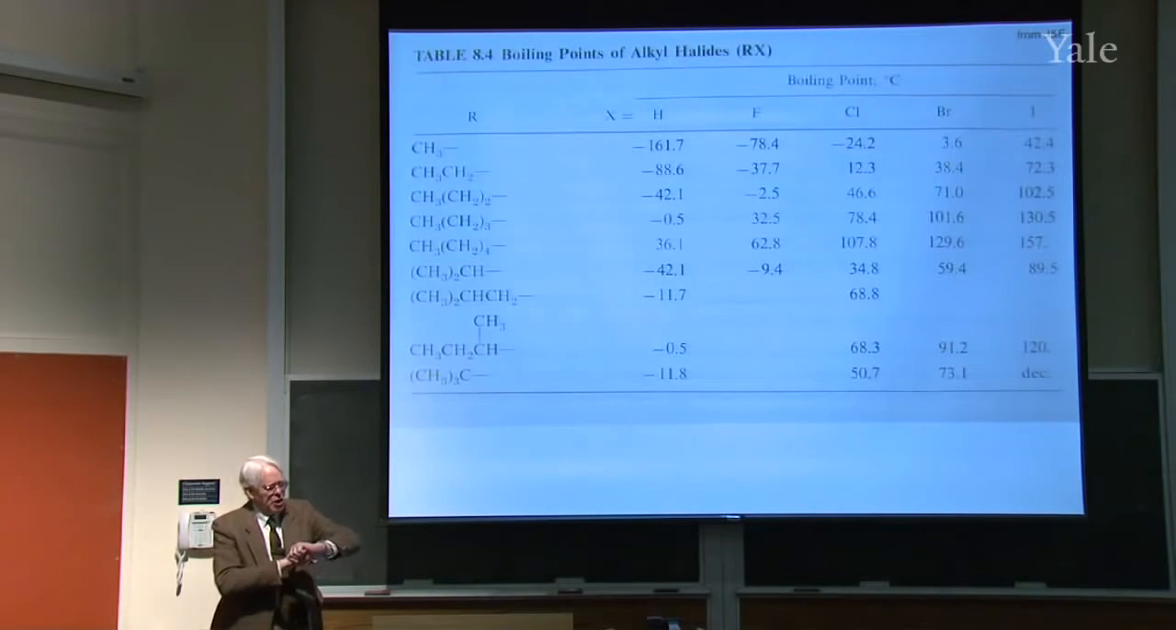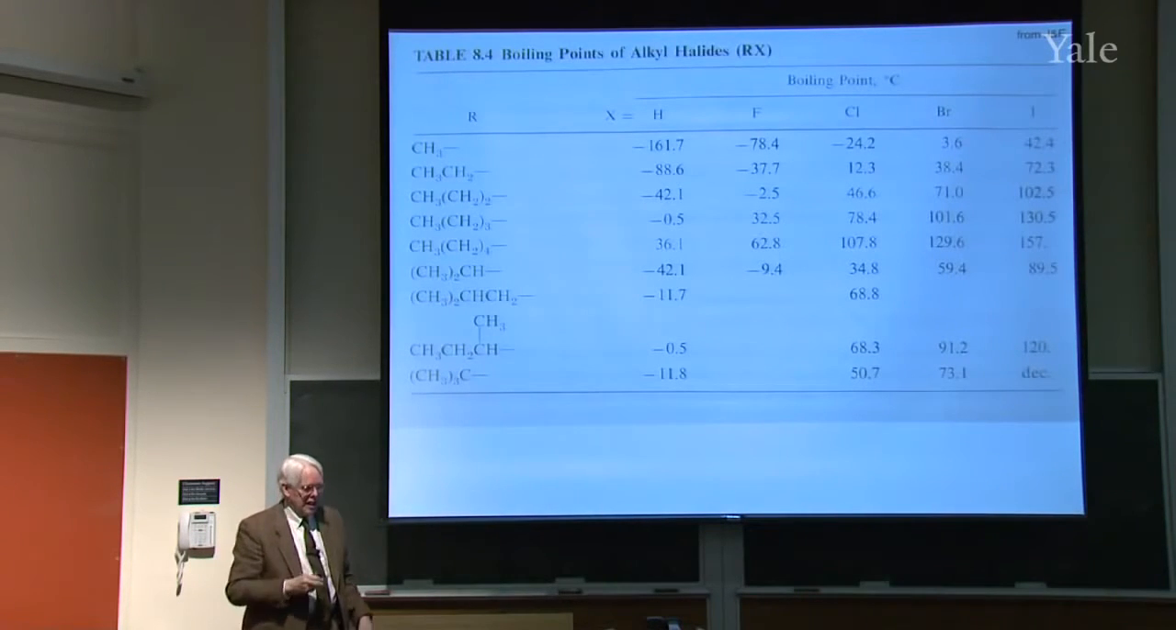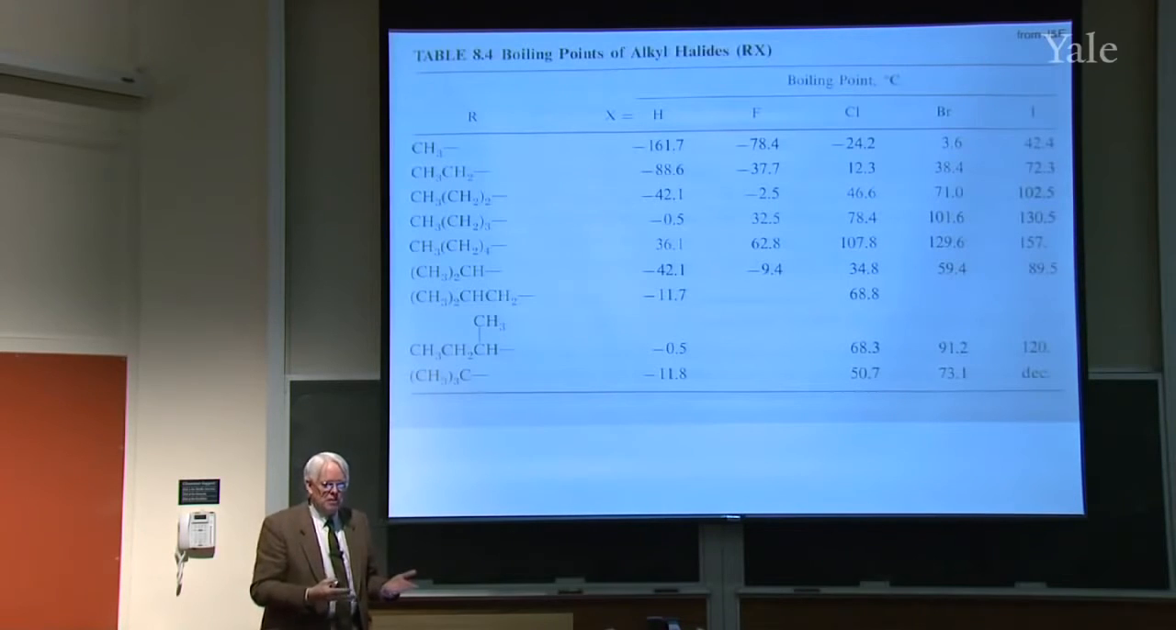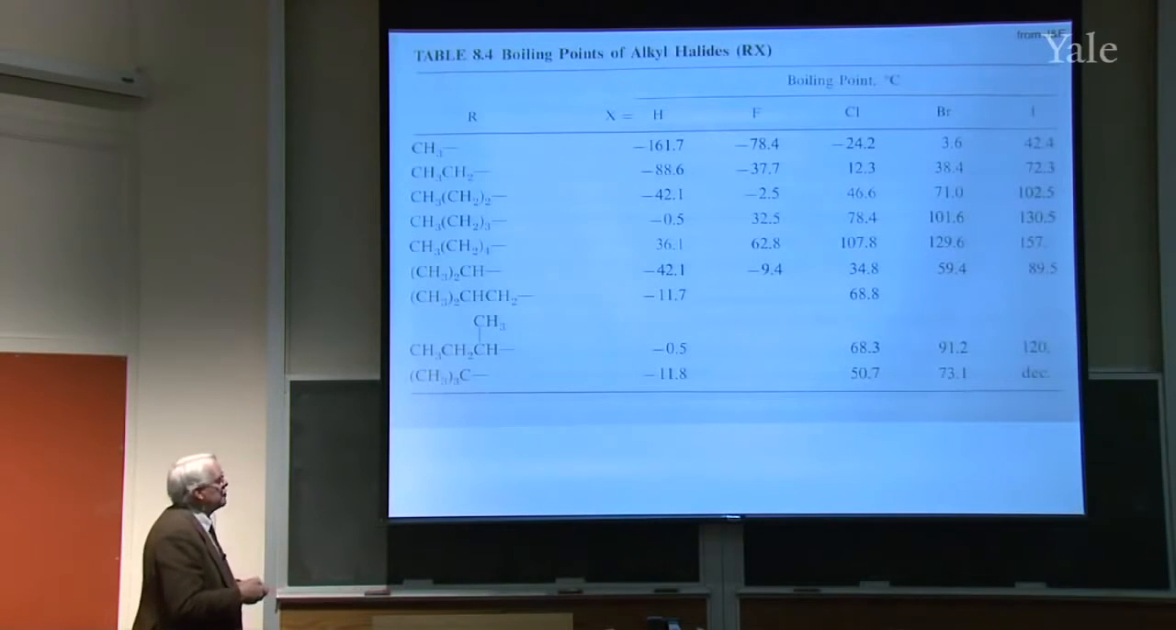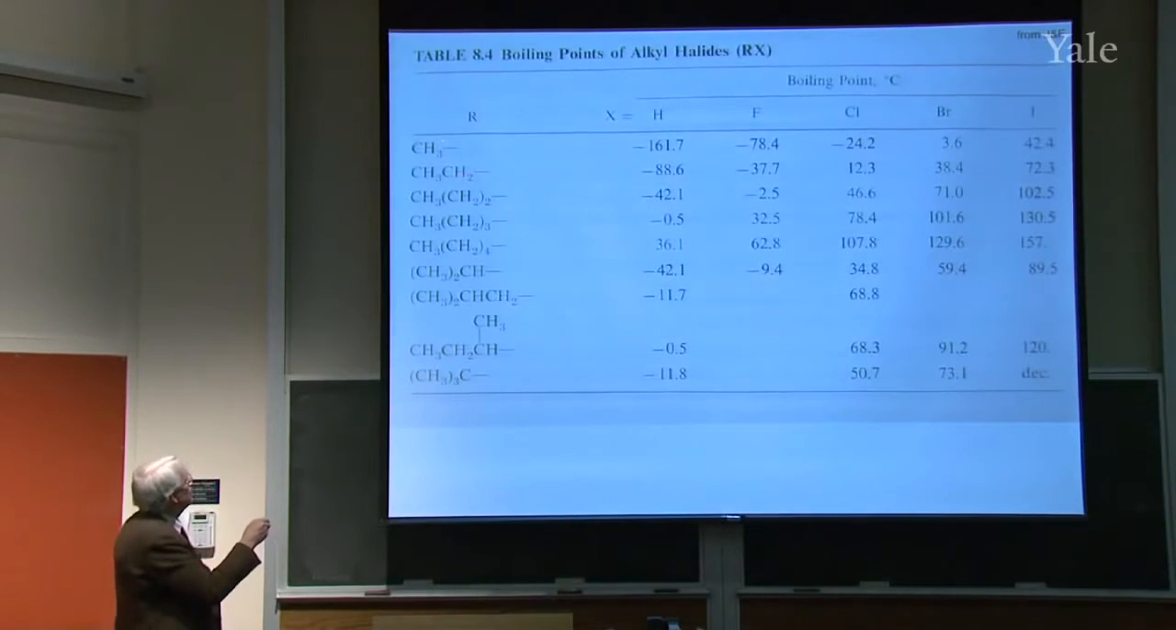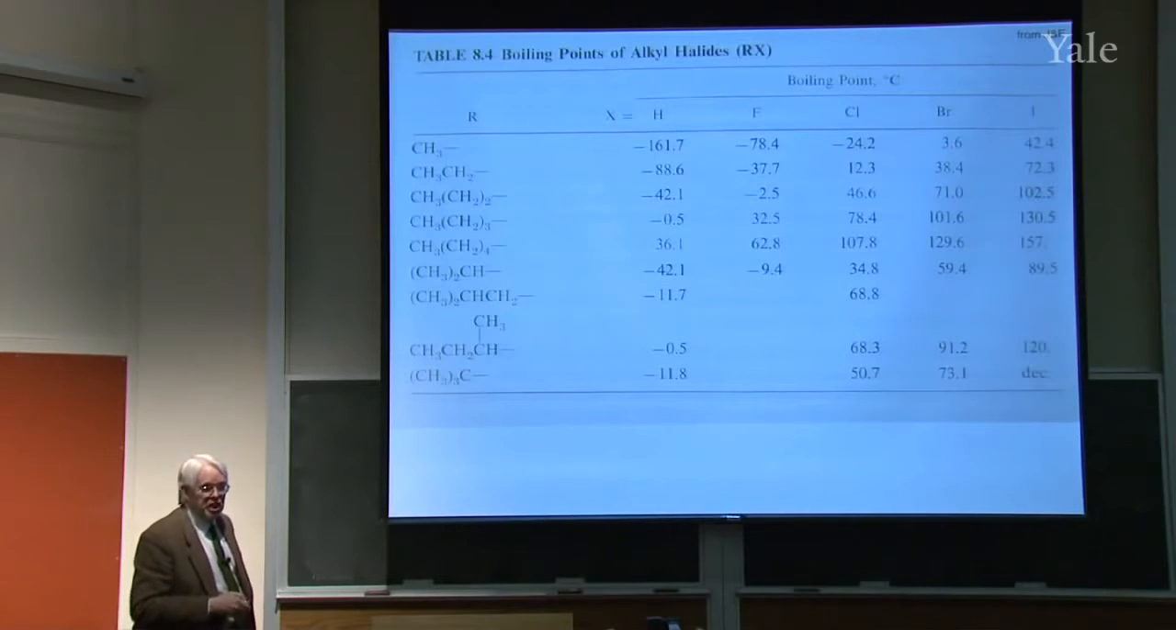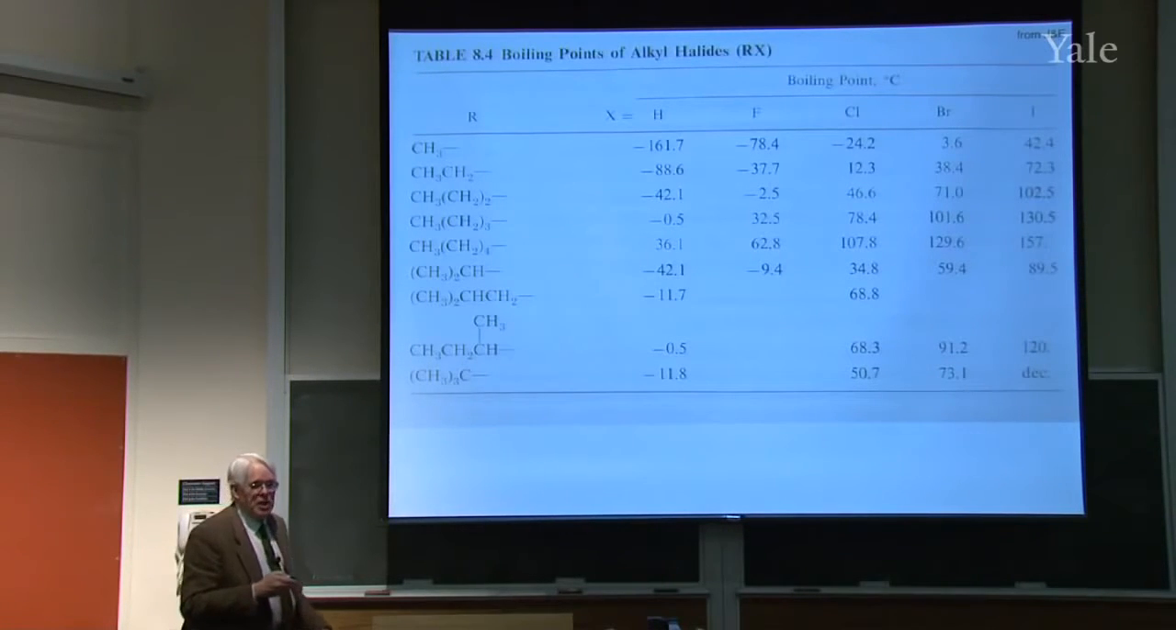Okay, now the boiling points of the alkyl halides. Here's a table, we could have taken it from any book. This particular one is from the Jones text, that shows different alkyl groups and the hydrogen, fluorine, chlorine, bromine, iodine. What are the boiling points? Now let's just see if we can understand this.